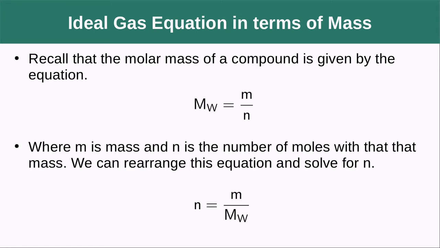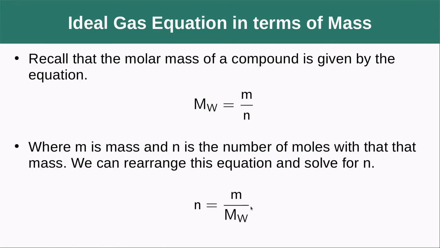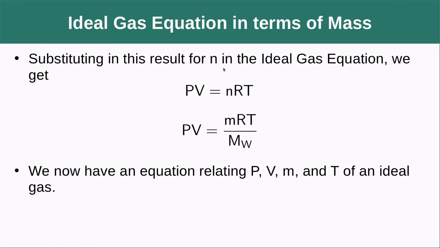We're going to recall that molecular weight is the mass of something divided by how many moles there are of it. Rearranging that for moles, we can see that the moles of something is the mass of it divided by its molecular weight. If we substitute the mass divided by the molecular weight for n into our ideal gas equation, we get PV equals the mass times R times the temperature divided by the molecular weight.